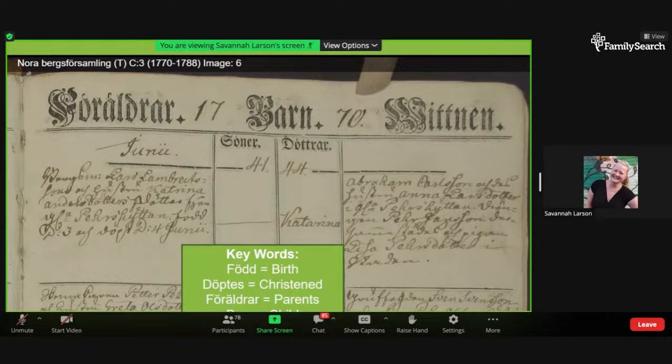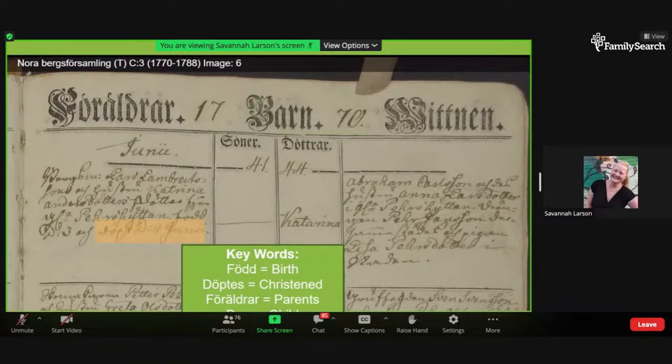So here we've got the name of both of the parents. We've got Lars Lambertsson and his wife, Katarina Andersdotter. Then we've got the place that they're living, which is Gamla Pershyttan. You've got the birth date, which can be in a couple different areas on the page. So here we've got the date, which is the third. We know that it's June because of the heading at the top, and the year is 1770 because of the heading at the top.